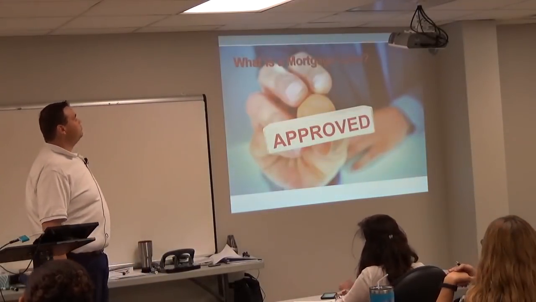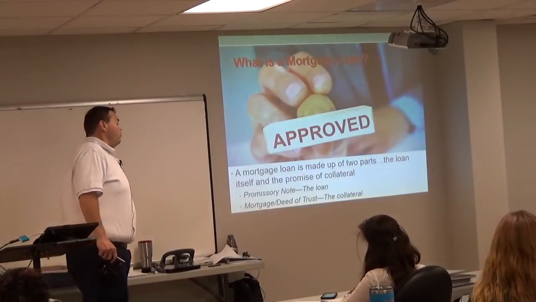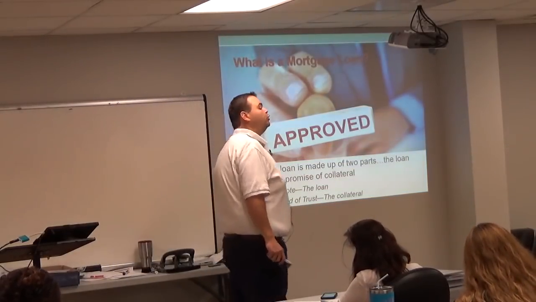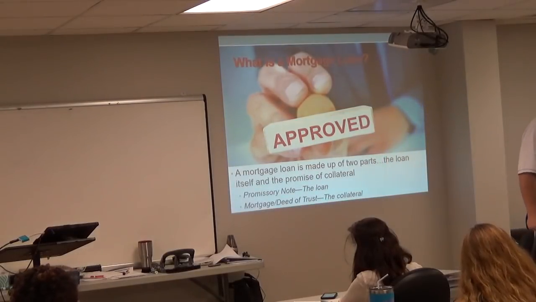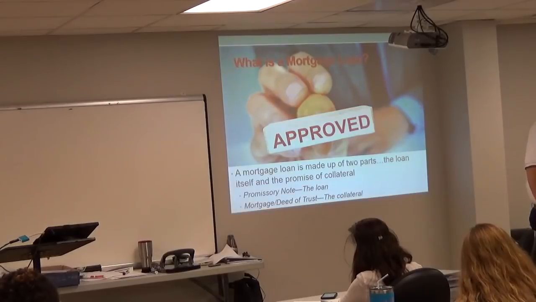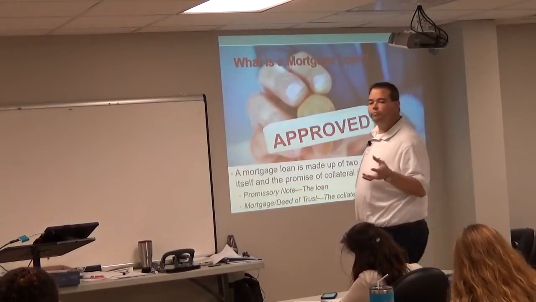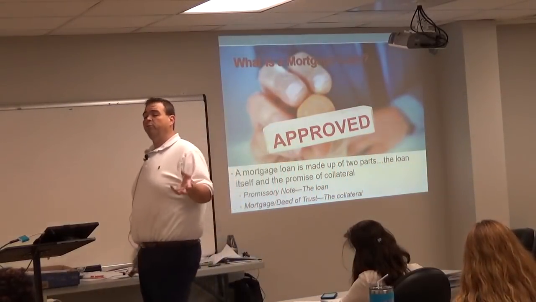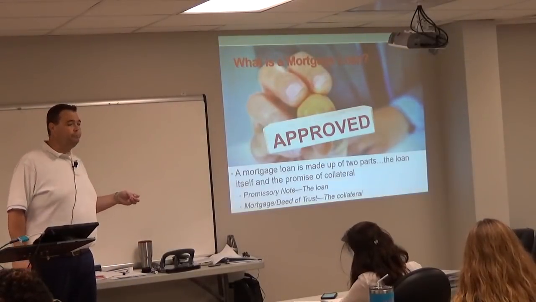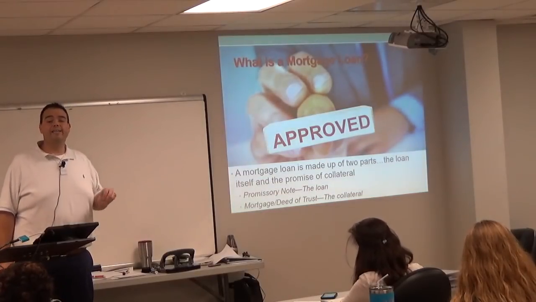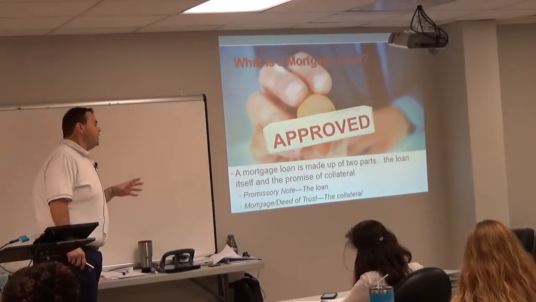So let's talk about some of the terminologies surrounding a mortgage loan. What is a mortgage loan? Well, the mortgage loan itself is actually two different components. The first one that we're going to talk about is the collateral piece. A mortgage loan is based around collateral. What is the collateral? The house, the property. The house if we're in a residential loan, the property if we're in a commercial loan. The property is the collateral. The other side is the loan itself. That's called a promissory note. A promissory note is the loan.